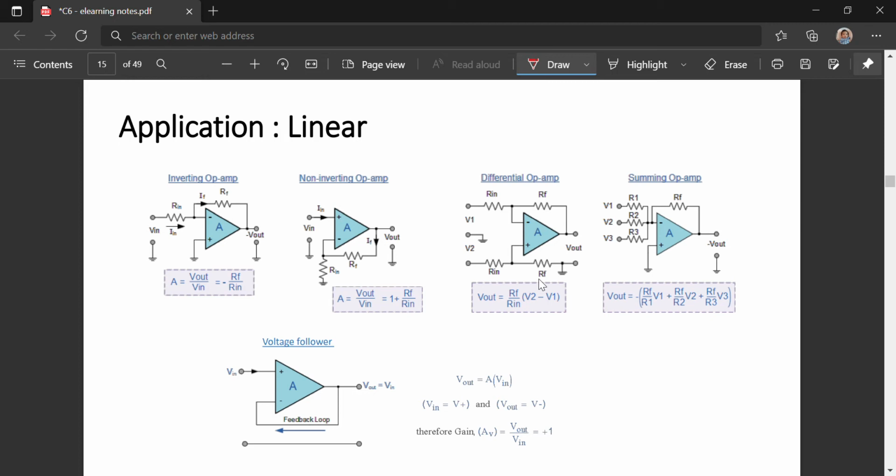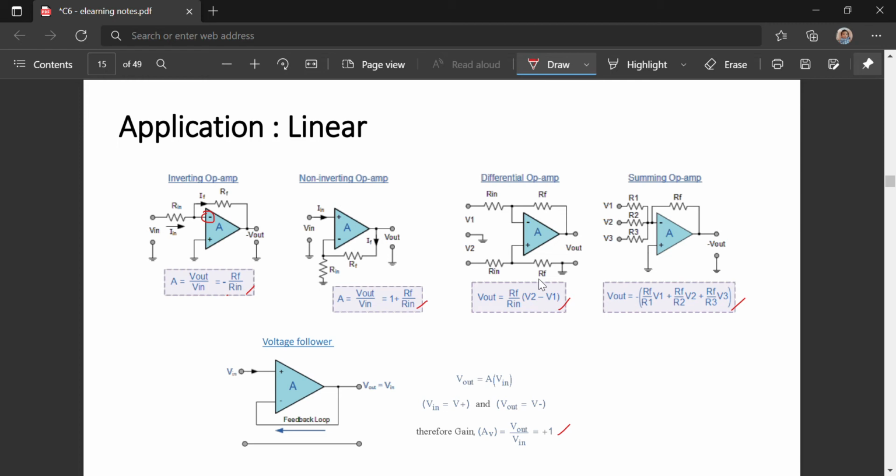For example, here we have the inverting op-amp. We can find the gain as listed in the box here. Non-inverting op-amp, differential op-amp, summing op-amp, and also voltage follower. So it is an inverting op-amp because the input is connected at the inverting input of the op-amp. So we want the op-amp to invert our input. That's why we get the output equal to minus Vout.